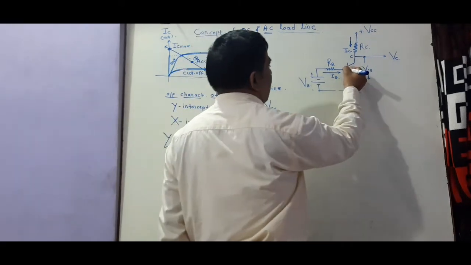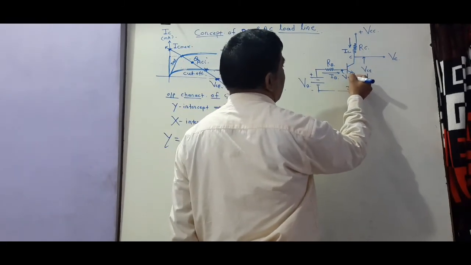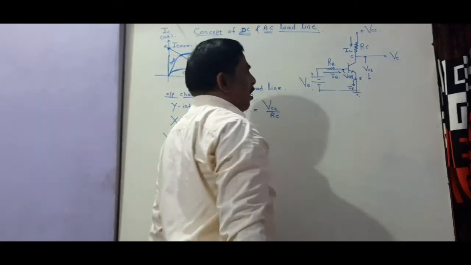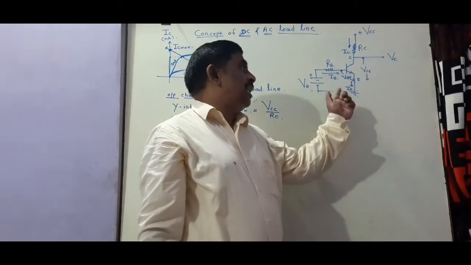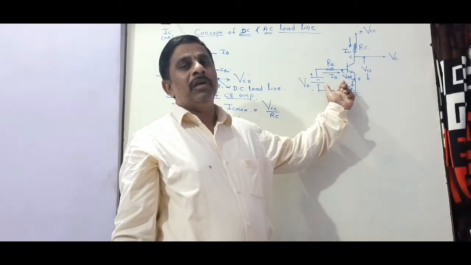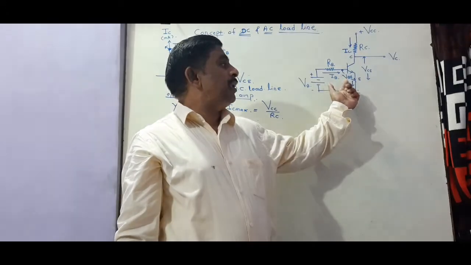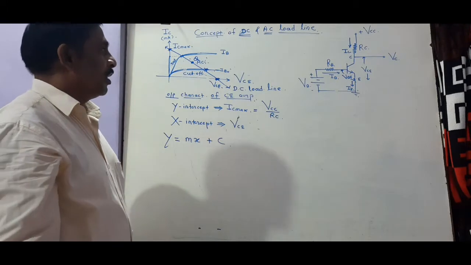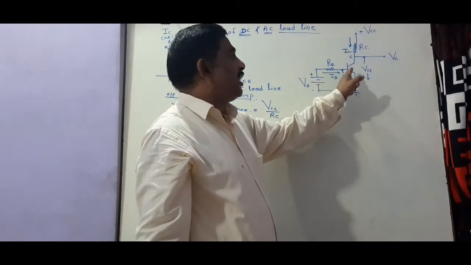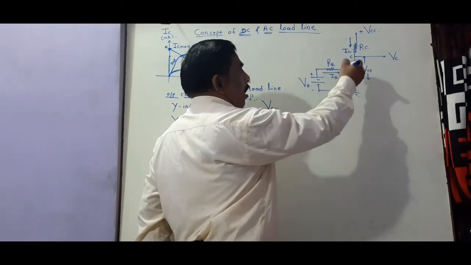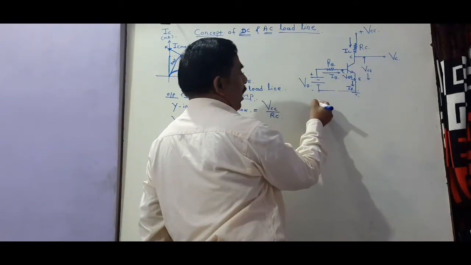The voltage between base and emitter is generally called VBE. It is the contact potential. For silicon it is generally 0.6 to 0.7 volt, and for germanium it is 0.2 to 0.3 volt. Now in this circuit, apply KVL to the collector to emitter loop, or output loop.